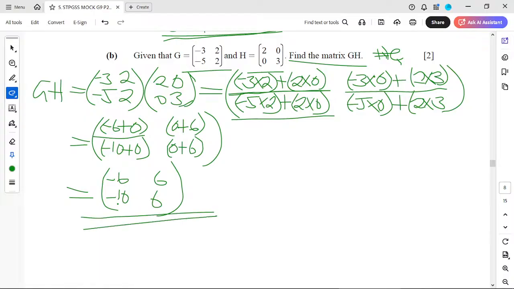So basically, this is how you multiply two matrices. One thing you should bear in mind is that when you're multiplying matrices, you go row by column. You get the row, and you multiply it by the column. That's how you multiply matrices.